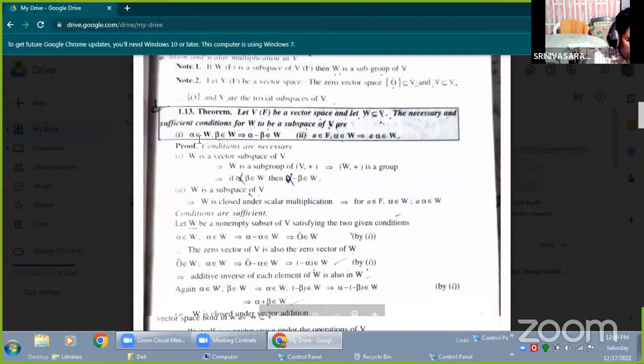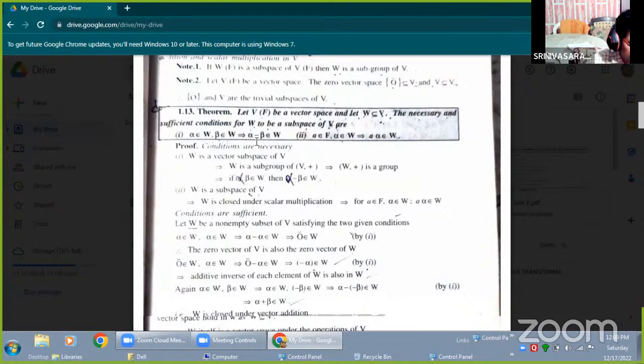What are those? Here alpha and beta are elements of the given subset. In the same manner, the closure condition: alpha minus beta also belongs to W. Minus can also be written as alpha plus or minus beta, which means addition is closed with respect to two elements, and the operation is subtraction.